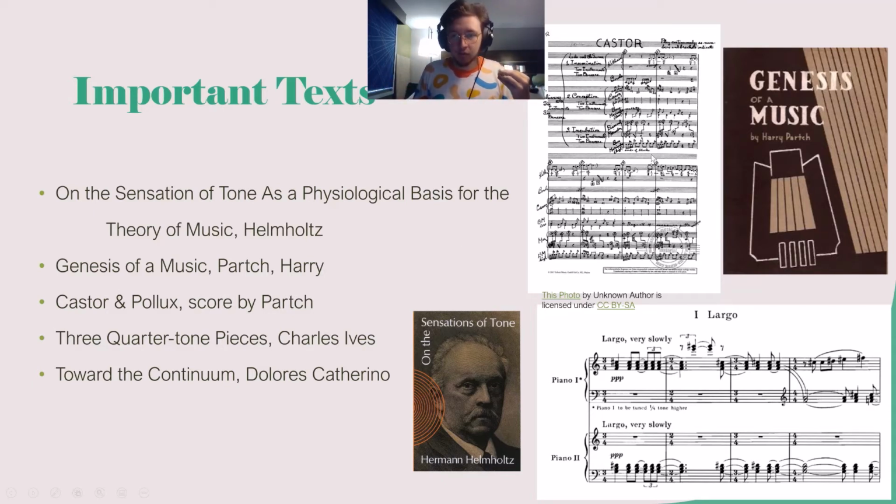This is one of Harry Partch's pieces. It uses a bunch of the instruments that we'll talk about later. This is Genesis of a Music, his treatise, where he talks about all of his ideas and how he made the instruments and all that stuff. This is a really important microtonal piece from an American composer called Charles Ives, where you play it with one piano that is tuned normally and one piano that is tuned a quarter tone higher.